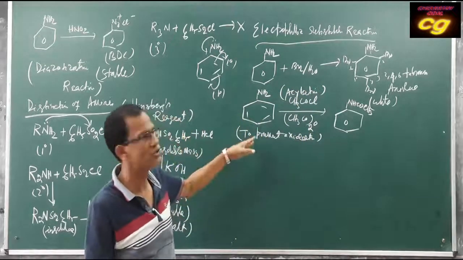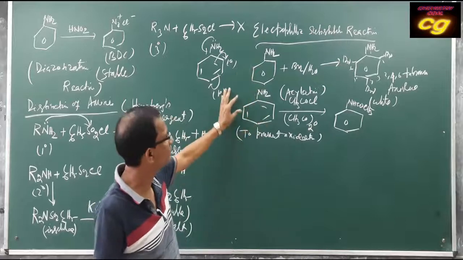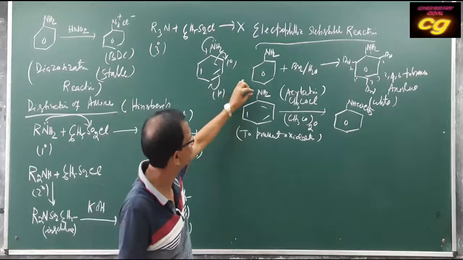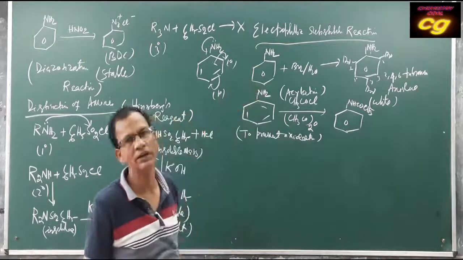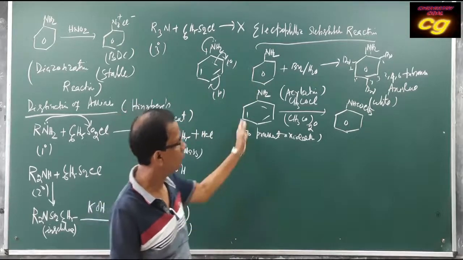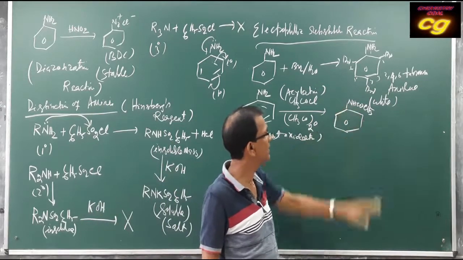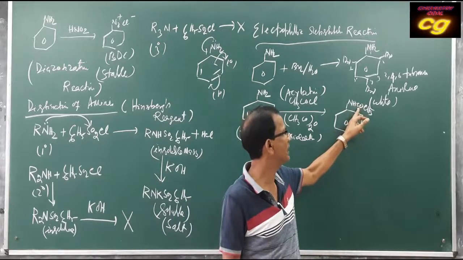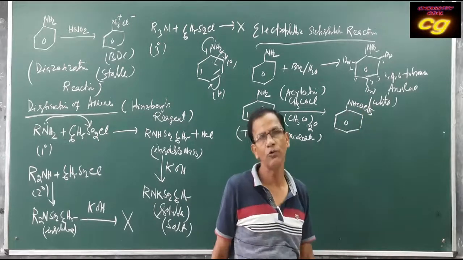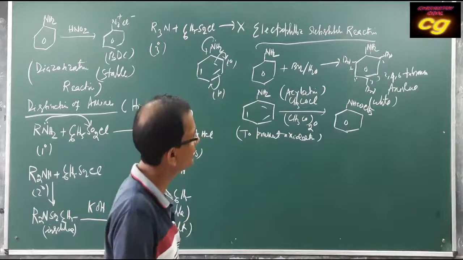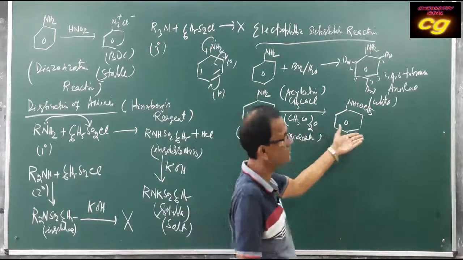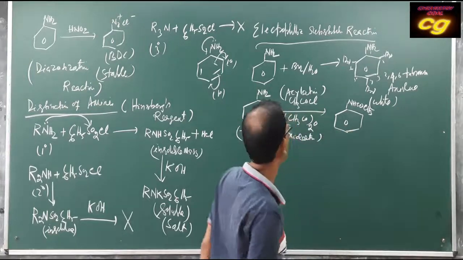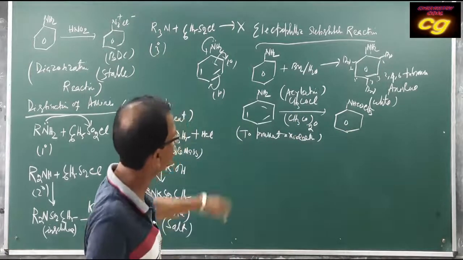Before nitration or bromination of aniline, the aniline should be acylated to protect it from oxidation. When it is acylated, the lone pair on nitrogen is trapped by the carbonyl group, so it will not easily oxidize. Then it gives the electrophilic substitution reaction by nitration or bromination. So this is very important.